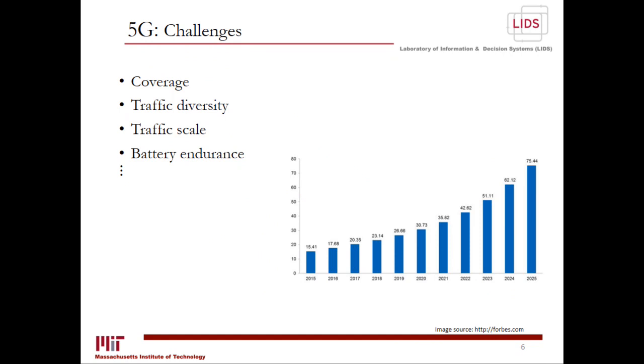Traffic diversity is the second problem with 5G networks, in the sense that these devices create traffic that is absolutely different and has different levels of traffic exigency. And also there is the traffic scale that increases, and the battery endurance.